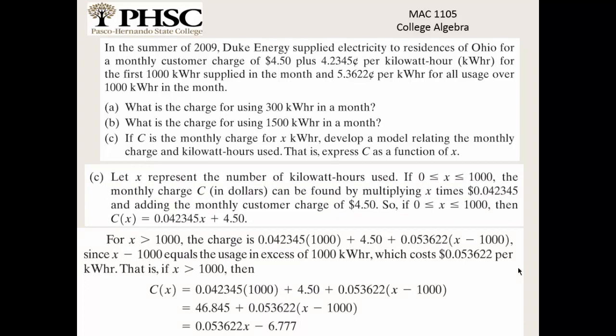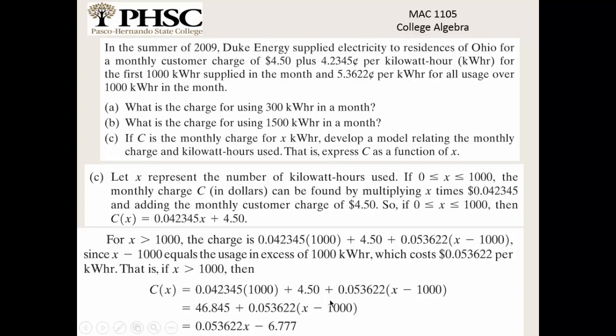Now, for x greater than 1,000, the charge is going to be the charge for the 1,000 kilowatt hours plus the monthly customer charge plus the charge for the number of kilowatt hours greater than 1,000. And this is why in this part over here, x minus 1,000, because the first 1,000 you charge at 4.2345 cents per kilowatt hour. So you have to find the difference of what you actually use minus the 1,000, because you're only going to charge the difference, or what's above 1,000, at the 5.3622.